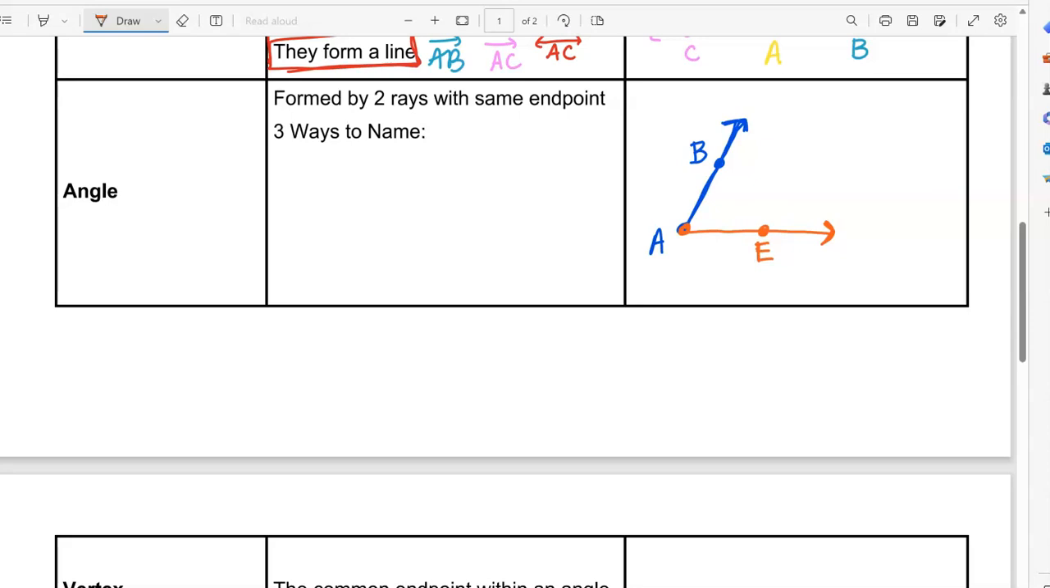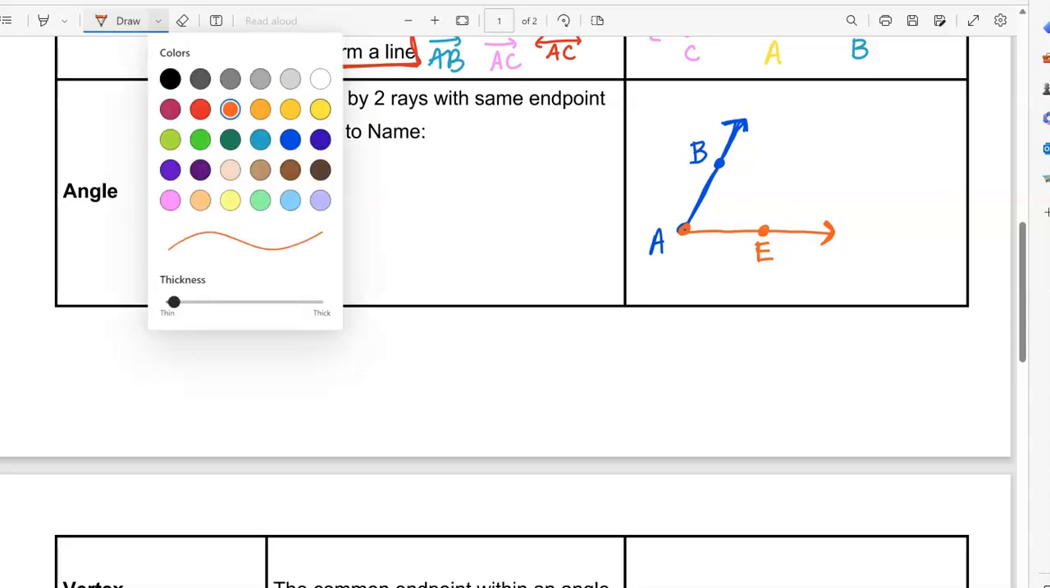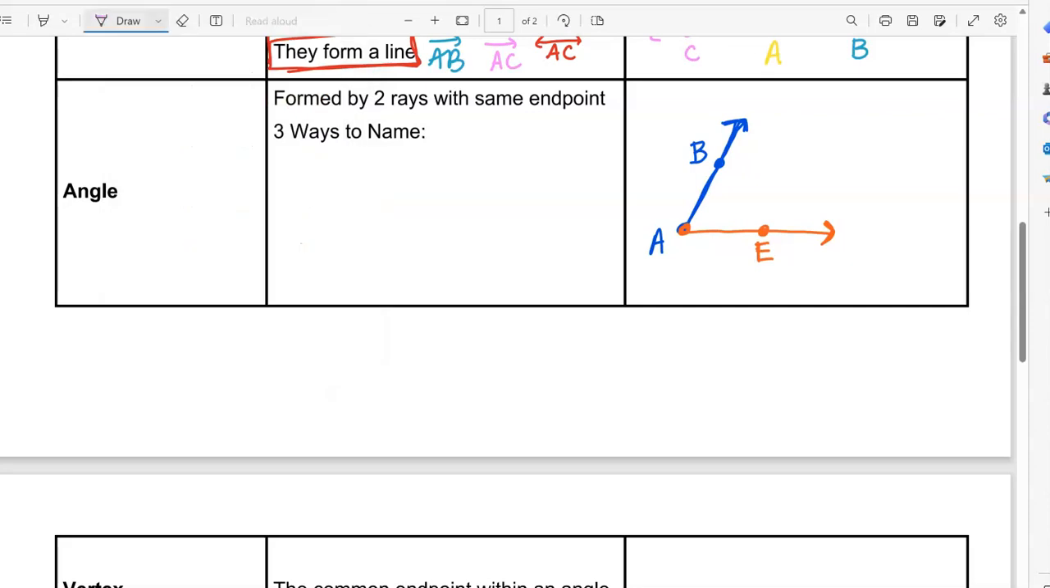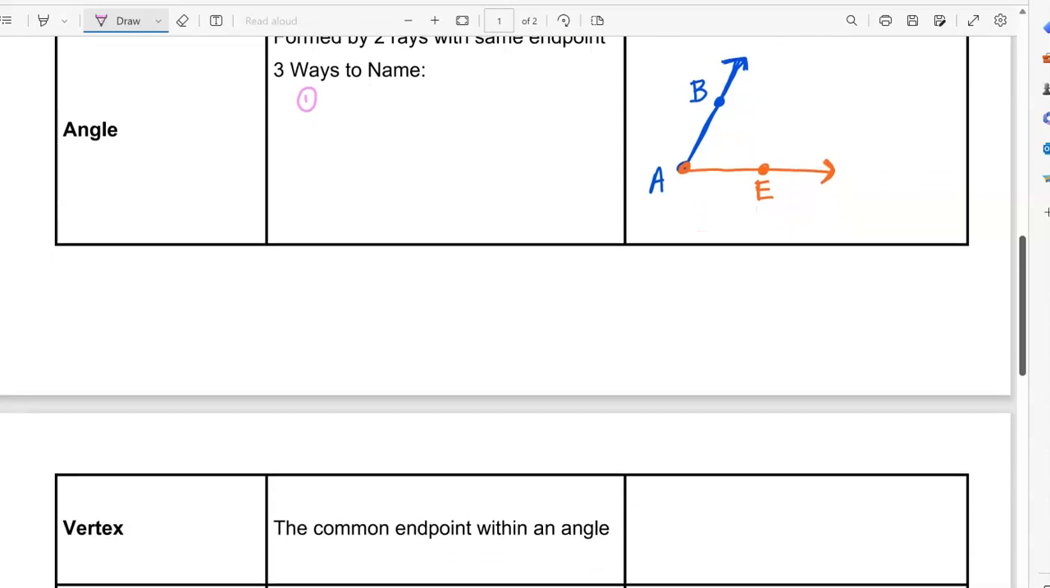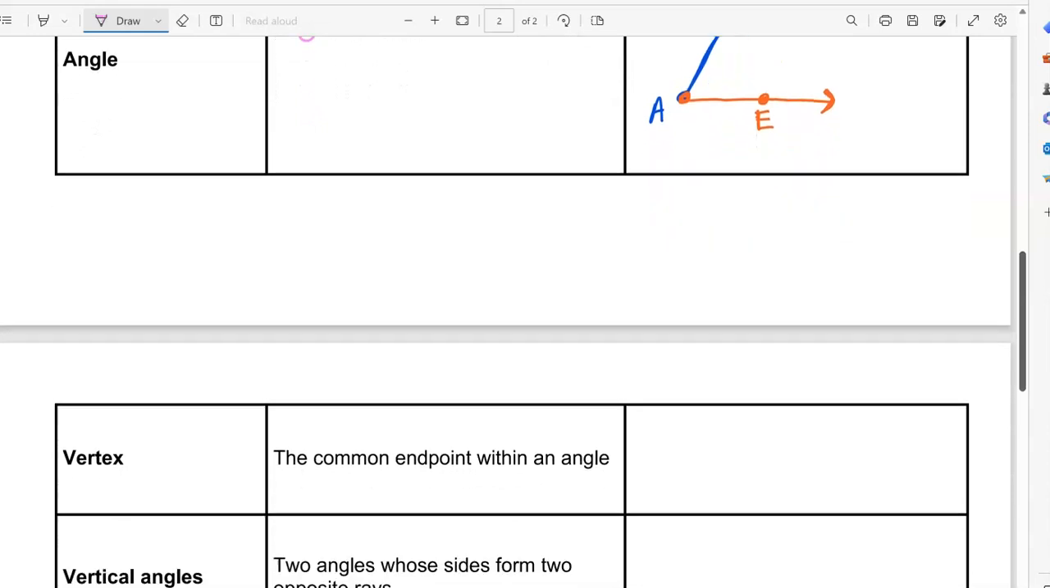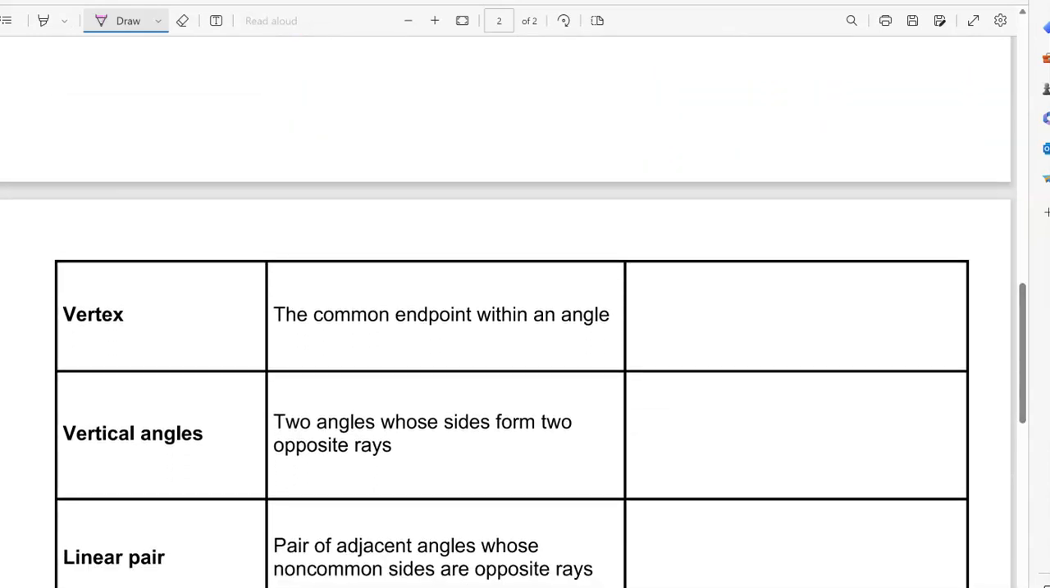Two of them are going to be used way less commonly in this class, but the third way is going to be the most important way, and I will point that out to you. So way number one is by the vertex. Let's actually skip to the back real quick. Vertex, the common endpoint within an angle.